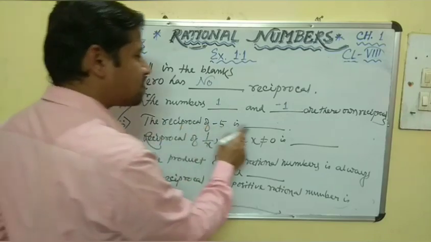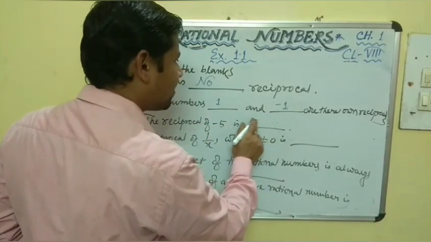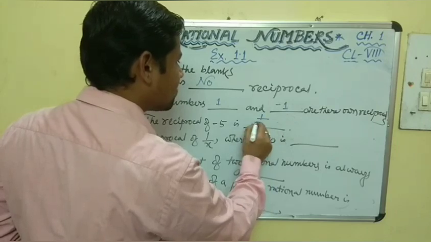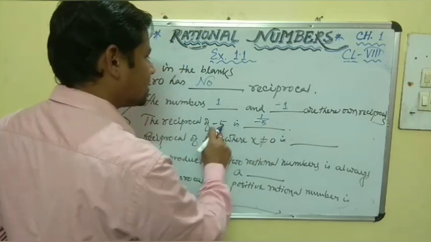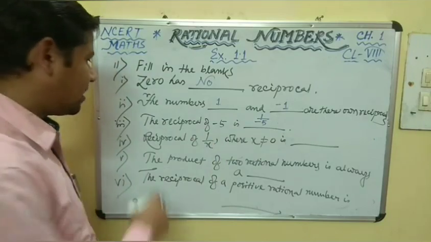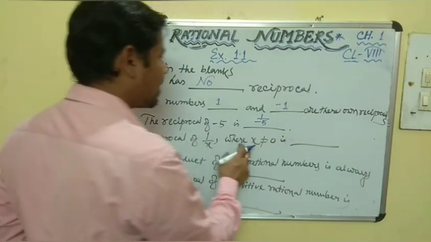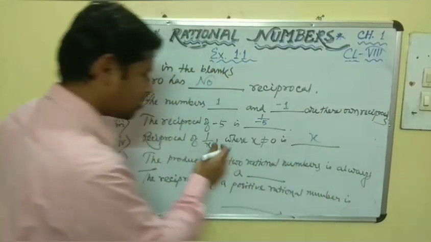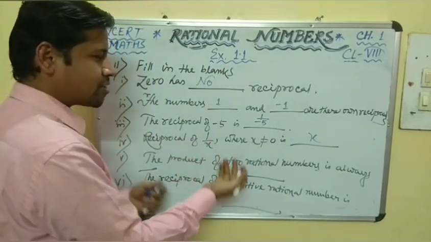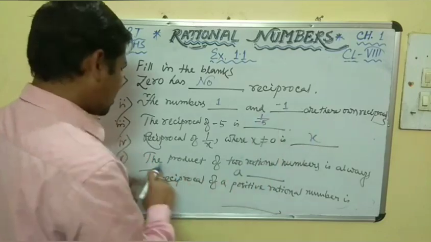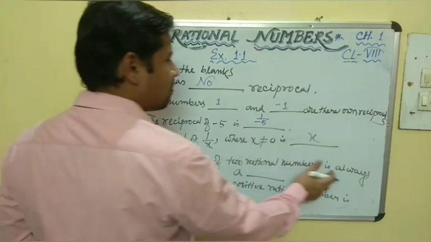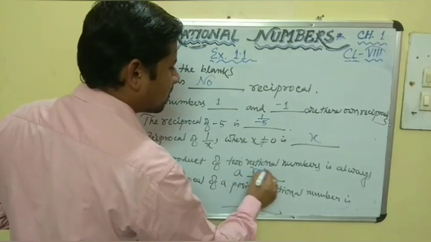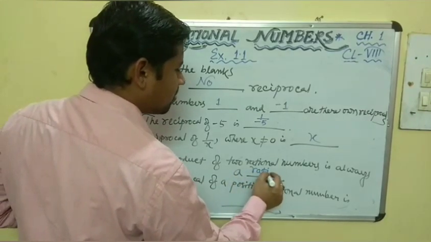The reciprocal of -5 is 1 by -5. And the reciprocal of 1 by x, where x does not equal 0, is x. It will be changed: 1 by x becomes x by 1, and x by 1 means x. The product of two rational numbers is always a rational number.